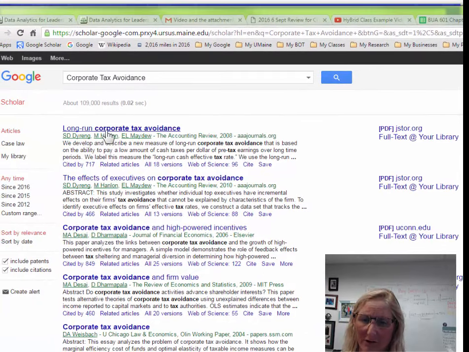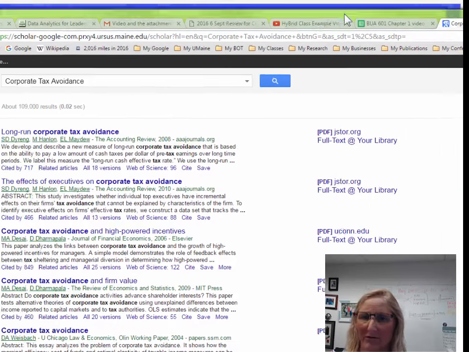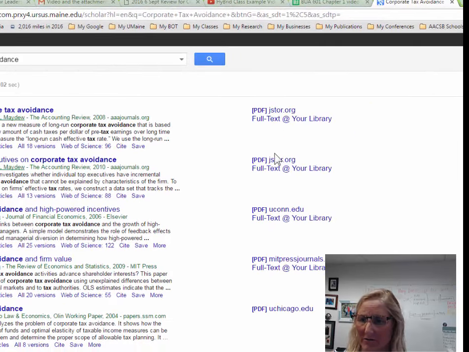So we've got long-term corporate tax avoidance. We've got the effects of executives on corporate tax avoidance. And we've got corporate tax avoidance and high-powered incentives, corporate tax avoidance and firm value. So you see that we've got a variety of good Google Scholar articles. Now, what's nice about this, using this site, is right here. This means I can easily download these articles.